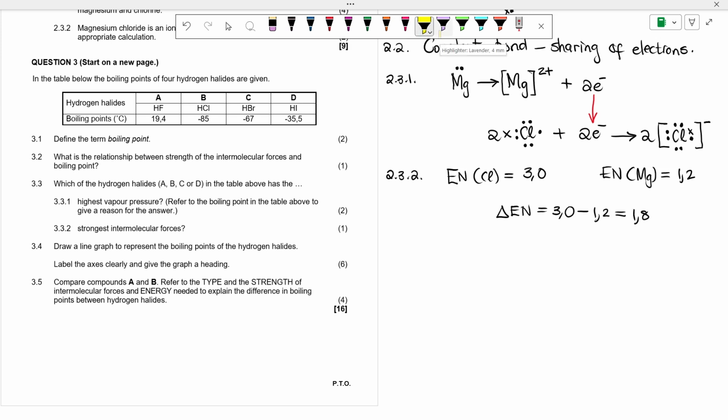So there's also notes on that. If the electronegativity is 1.8 or more, then you have an ionic bond. So ionic bond. That's also in the notes.